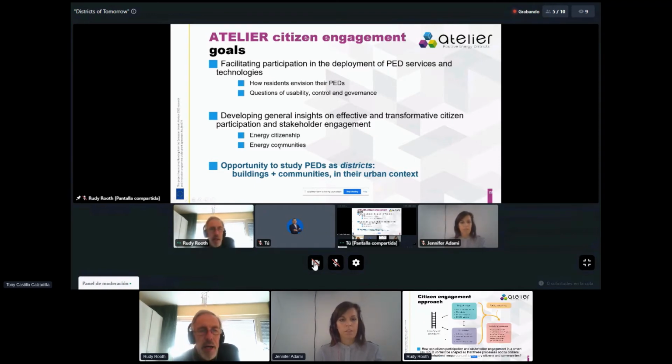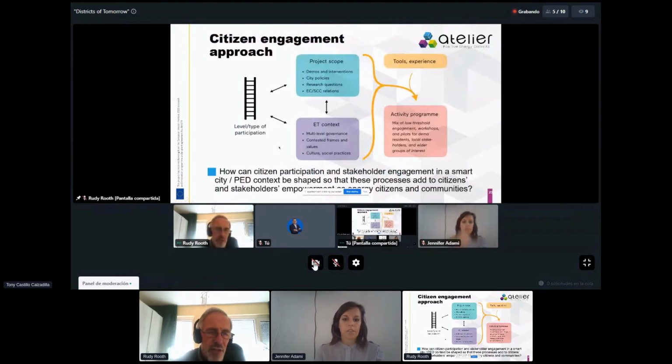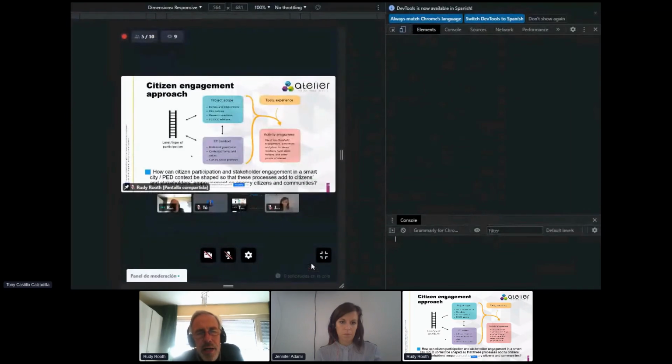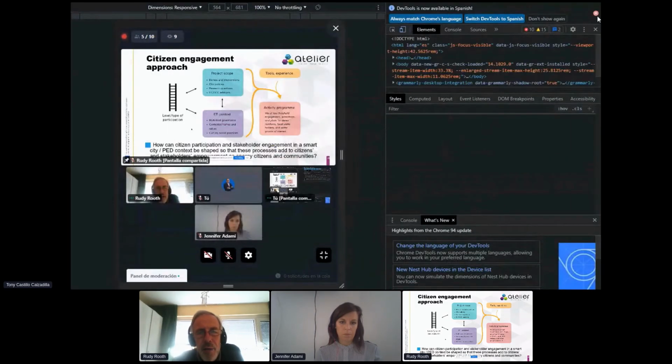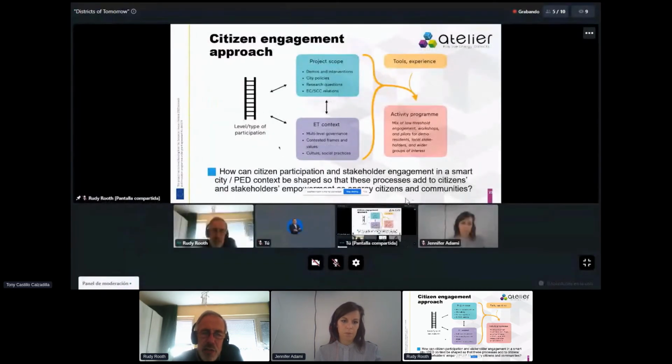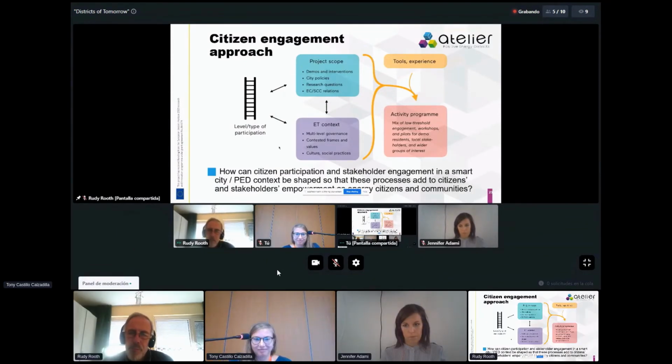The approach in general, it's important to understand that participation of citizens can be on very many levels, depending on the type of demos, the interventions, the city policy, the energy technologies context, whether that is acceptable to inhabitants or not. Tools are being developed for tackling the different levels of participation. And in the end, an activity program is being set up.